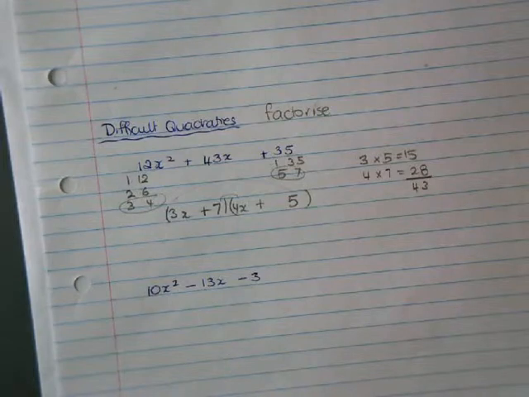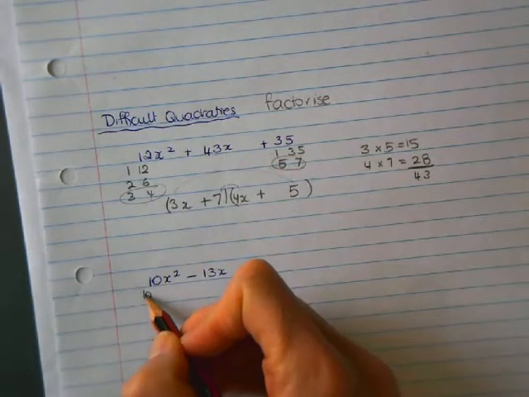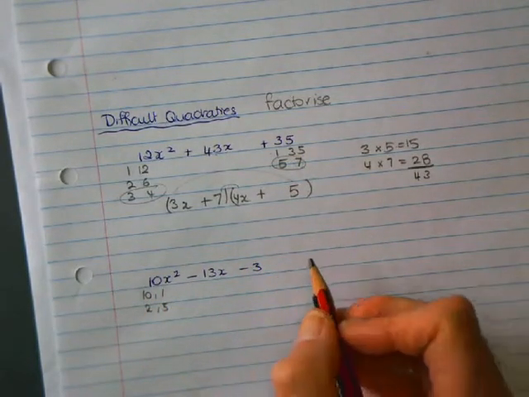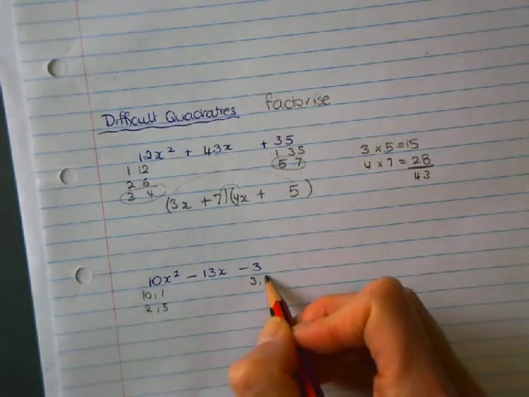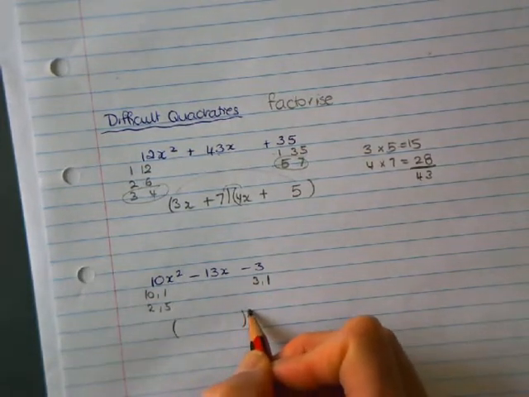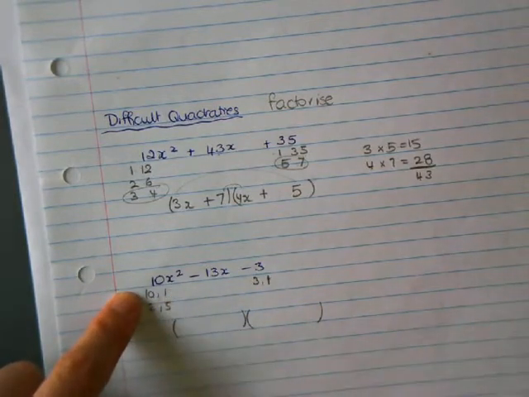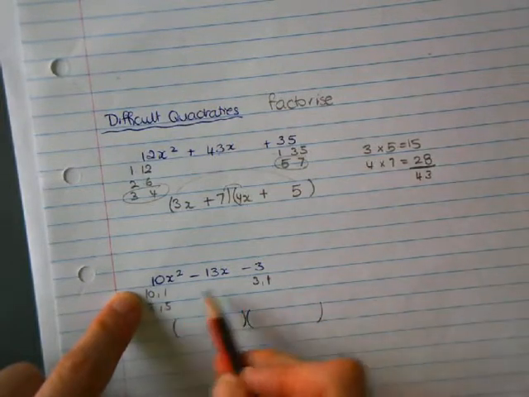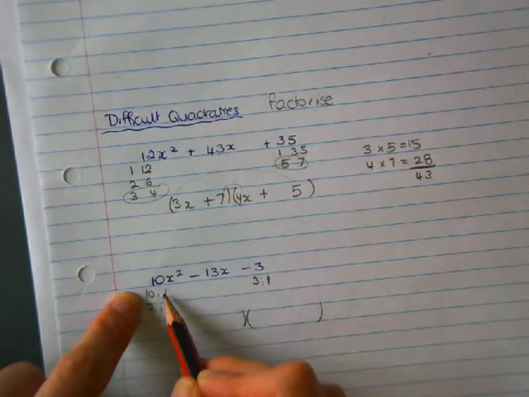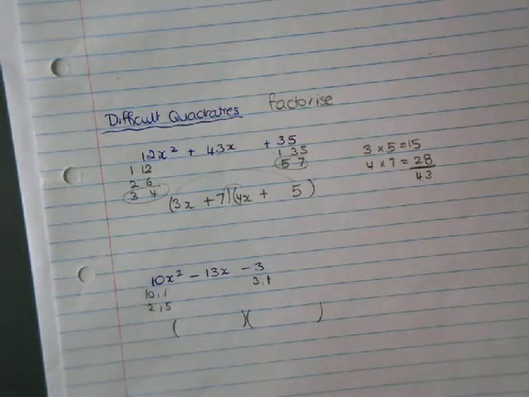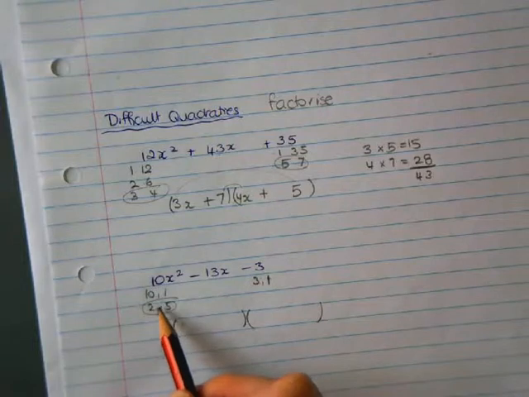The next one we've got is 10x squared minus 13x minus 3. So again, we write down the factors of 10: 1 and 10, and 2 and 5. And on this side here we've got 3 and 1. There's not too many to try, but we're trying to make 13, and 30 and 1 no good. Then if we look at the 10 times 1 is 10, and 3 times 1 is 3.